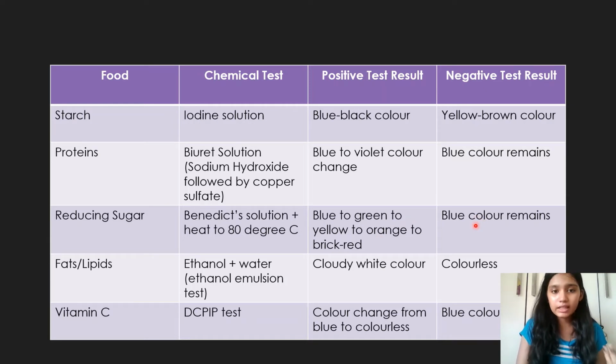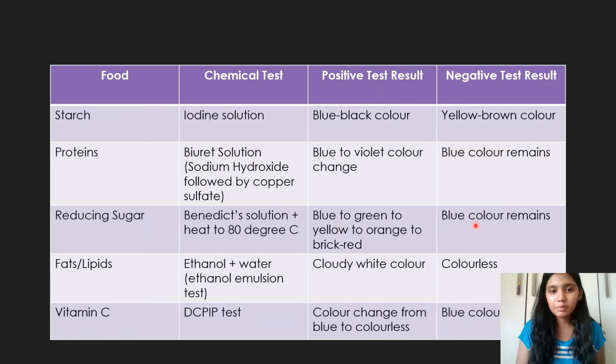Then you have fats and lipids, where you use the ethanol emulsion test. Okay, just one more thing to add to the reducing sugars, you also get a mark for stating how you could safely carry out the test. That is because you're using heat, use a water bath, gloves, goggles. Always. Goggles and gloves are a must to write, especially goggles. You always get your mark for safety there.